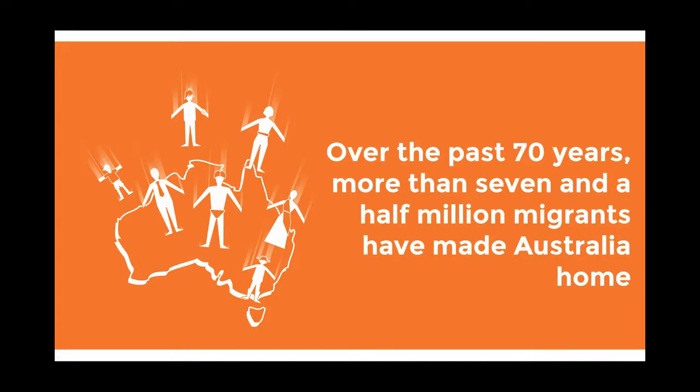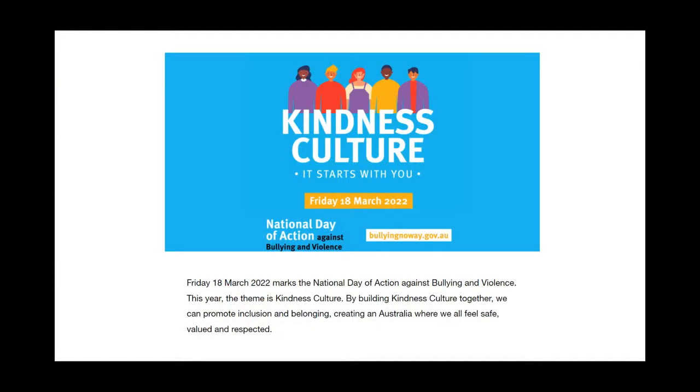So over the past 70 years, more than 7.5 million migrants have made Australia home. That's a big number. In the last 70 years, I wonder if anyone could quickly put in the chat how many migrants approximately have come every year. If for the past 70 years, more than 7.5 million migrants have come, that actually means we have so many different people moving to Australia all the time, and our culture and population is changing and growing, and it's just such an exciting time to be Australian.